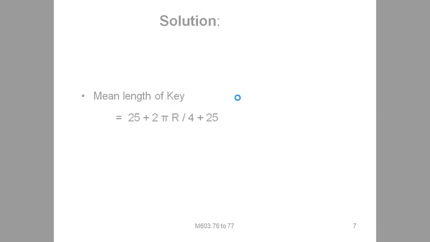So we have a problem here, so we will restart this. Now you are aware of how to calculate the mean length of the Allen key. You have the projected portions 25, 25, and a quarter portion of a circle, so 2 pi r by 4.